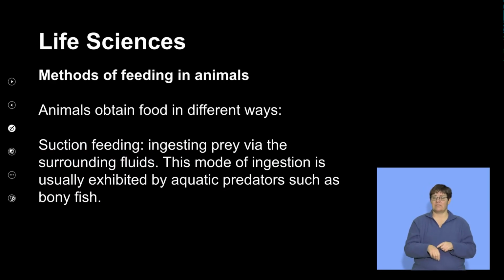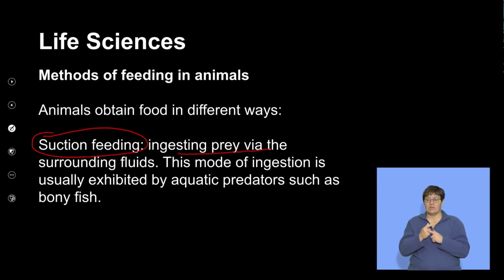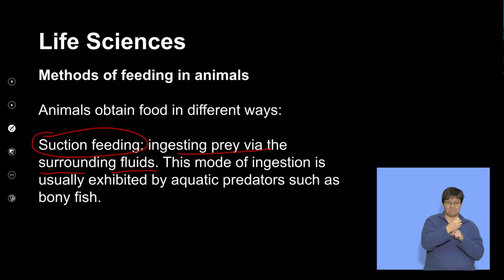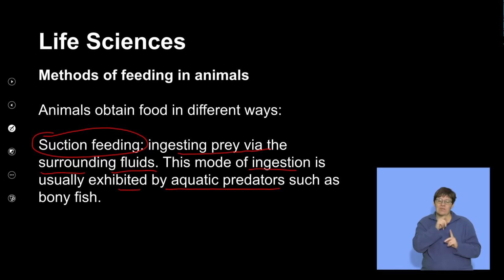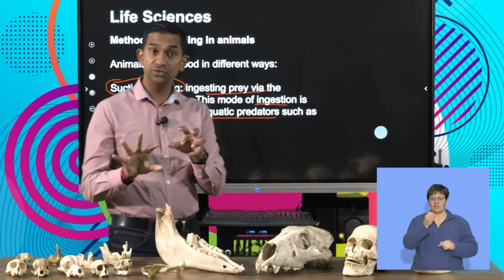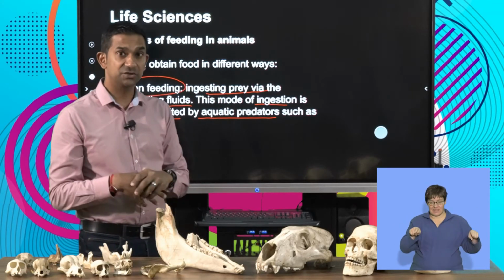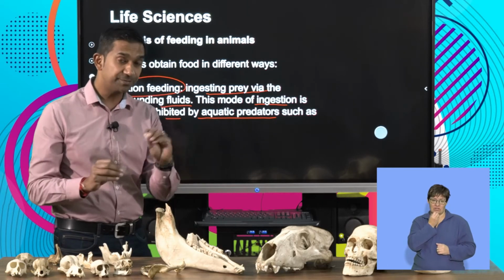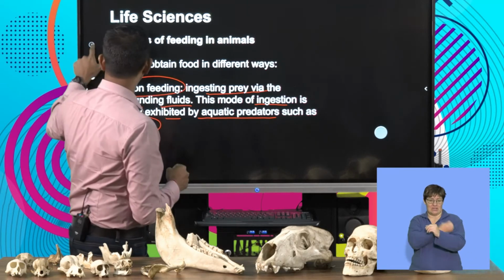And then we also have suction feeding, and these are basically ingesting prey via the surrounding fluids. This mode of ingestion is usually exhibited by aquatic predators such as your bony fish. And these fish basically suck up the nutrients from the floors of the seabed, and in that they extract the nutrients. So that is the different modes of feeding based on how individuals are able to access different parts of the environment to get energy.